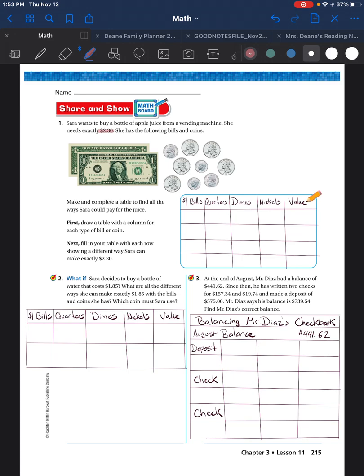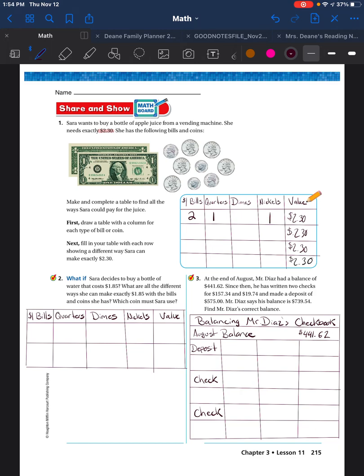So the first way we do it, I always kind of go with using the dollar bills first. So if I used both of the dollar bills, I have 2 of them, I could use 1 quarter and 1 nickel. And we know that that will give us $2.30. And I'm going to write $2.30 all the way down because that is our desired value, so that's the only value you should be getting here.